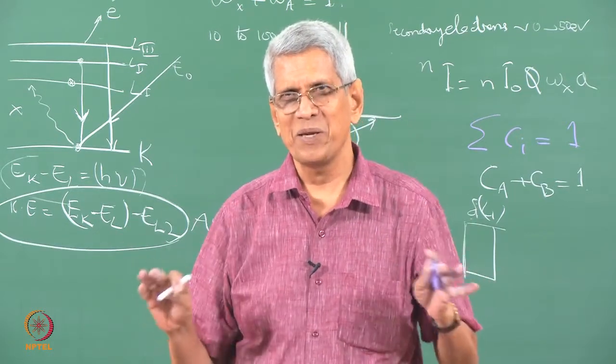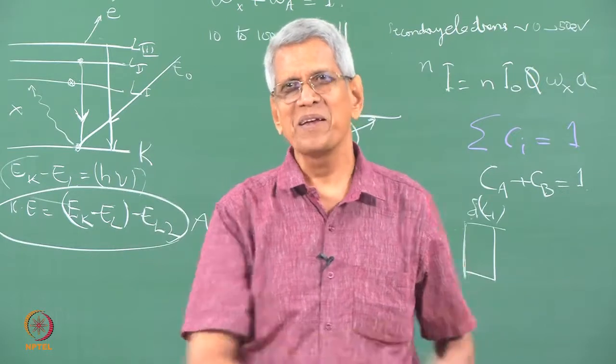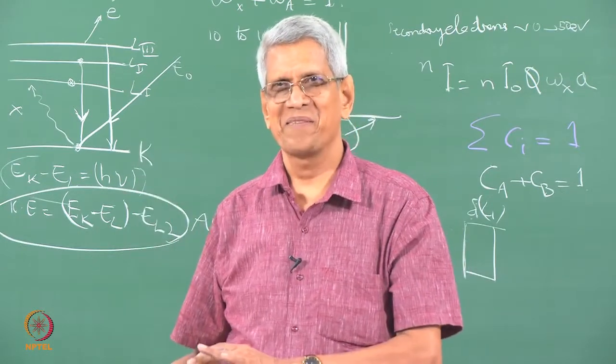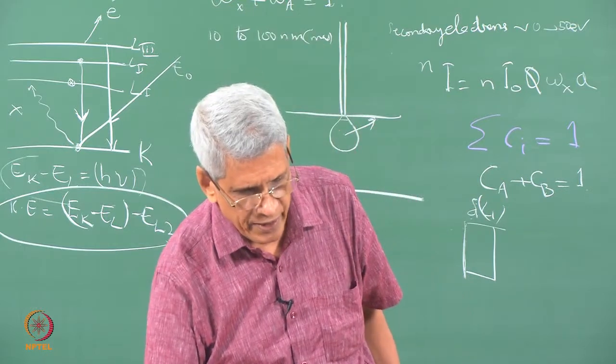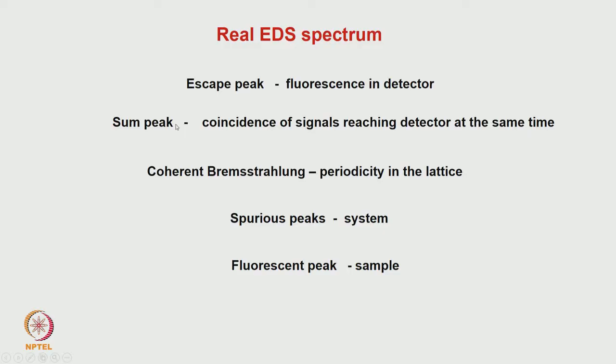So, that is a spurious peak. You will say that silicon is present, but the sample may not contain silicon. So, this is one thing which can happen. Then another thing that can happen is the sum peak.